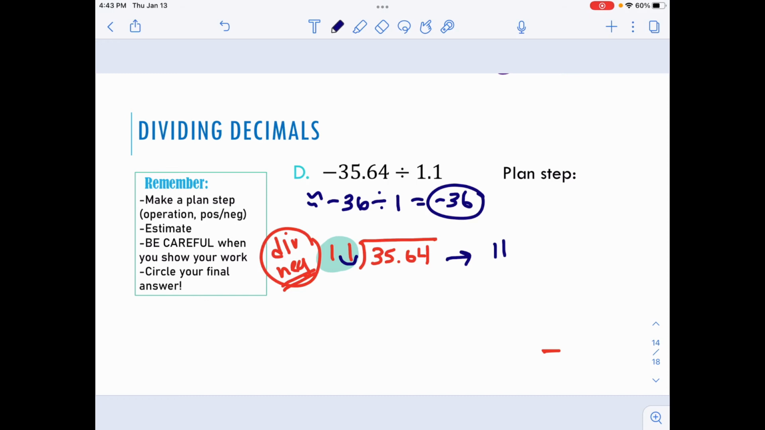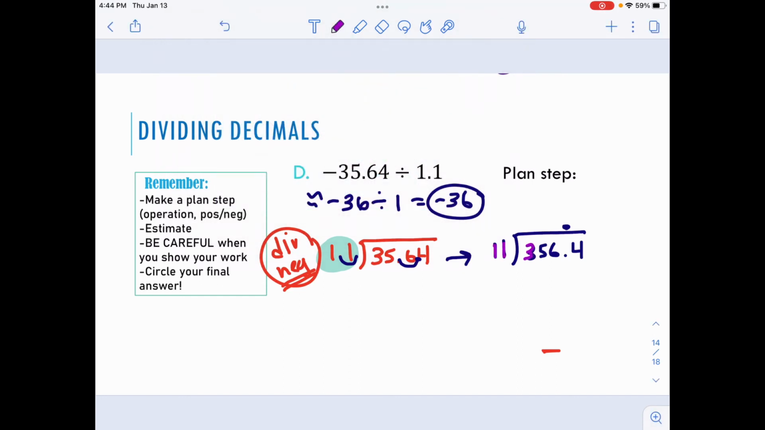Good. Move it over once. I multiply by 10, which means I need to multiply by 10 here. So now I have 356.4 divided by 11. Once you have the problem rewritten out, always bring up that decimal point, and then let's go through and solve this out. We're going to look at this 11.